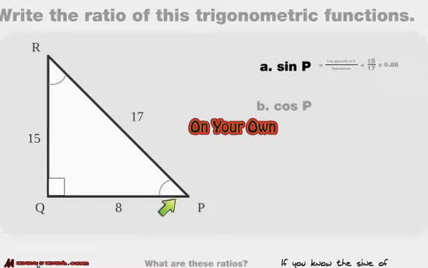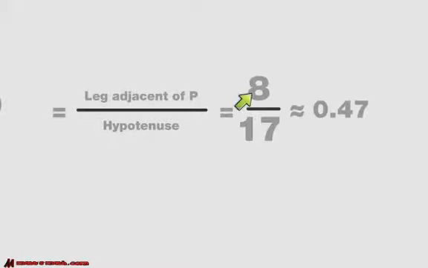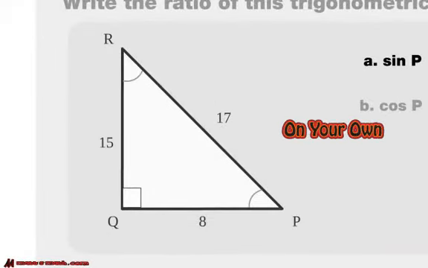Remember, cosine is taking that angle and doing the adjacent compared to the hypotenuse. So now, the adjacent of P compared to the hypotenuse, it's that fraction, equals 8 over 17, which is about 0.47. Okay, that's the ratio. It's the cosine of that angle.